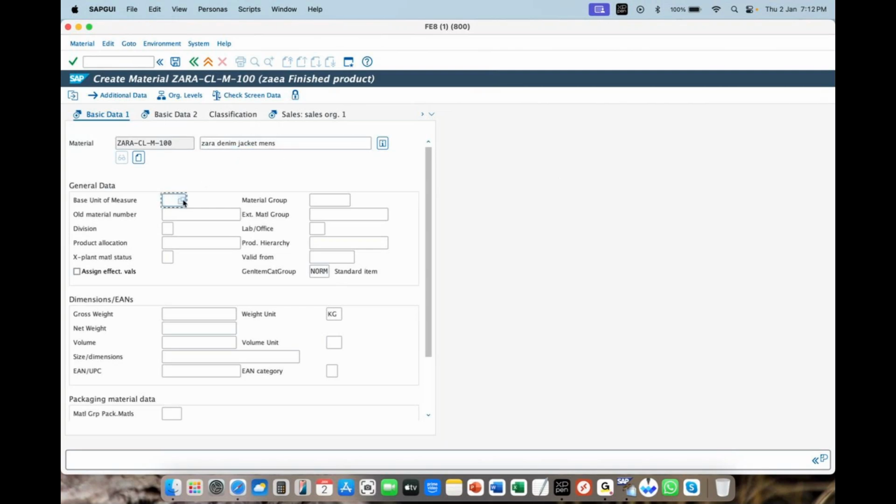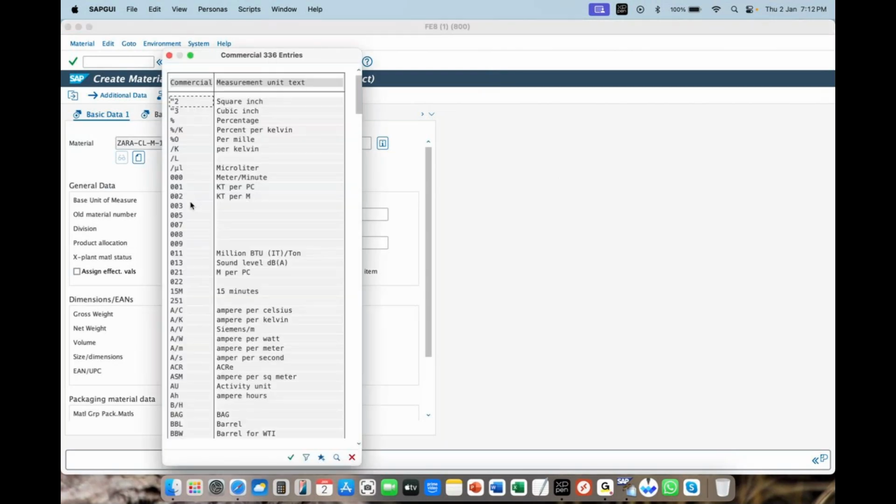Okay, base unit of measurement. What is the base unit of measurement? Base unit of measurement is the unit which you use to measure the product, in terms of finished product. So there are so many measurements here: cubic inches, percentage, so many. You name a measurement, we have it. So we have measurements for various purposes. Measurement for raw material will be different. Measurement for finished product will be different.